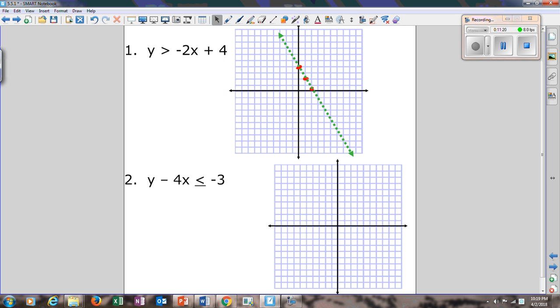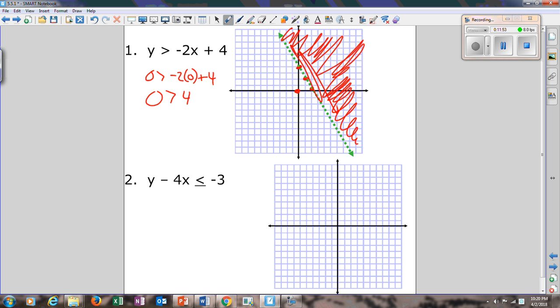Then let's try the point 0, 0. 0 is greater than -2 times 0 plus 4. 0, 0 is right here. -2 times 0 plus 4 is 4. So you get 0 is greater than 4. Is 0 greater than 4? The answer is no, so you shade on the opposite side of the origin, or the point that you chose, because it did not create a true statement.